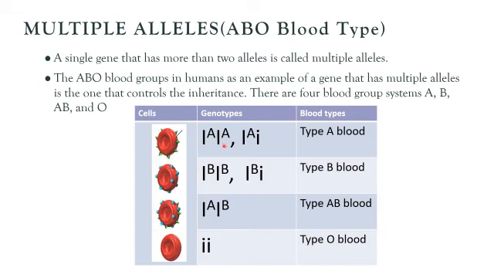For example, blood type A has two sets of genotypes: the homozygous blood type A and the heterozygous blood type A. Blood type B is also an example of multiple alleles because it has two sets of genotypes: the homozygous blood type B and the heterozygous blood type B. Blood type AB is considered codominance. Blood type O has only one genotype, so it's not totally an example of multiple alleles. So blood types A and B are considered multiple alleles.